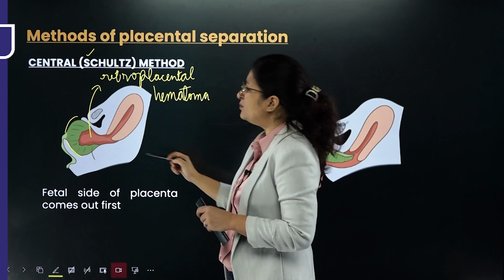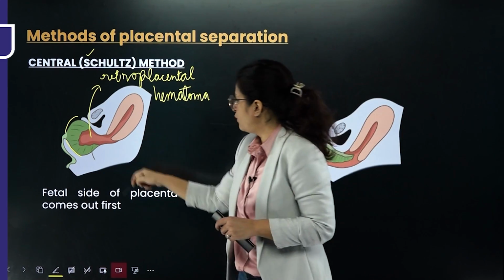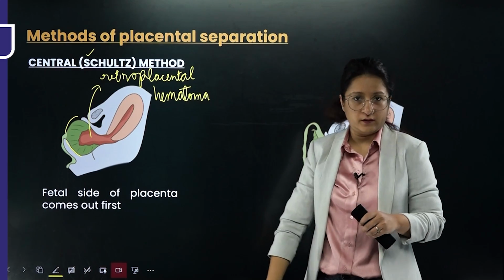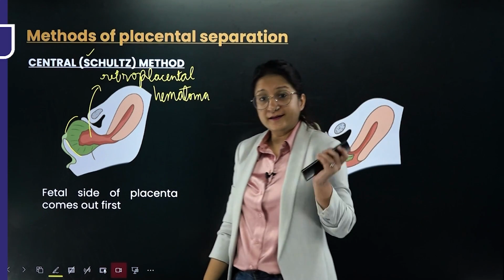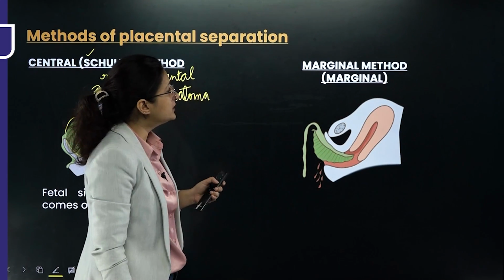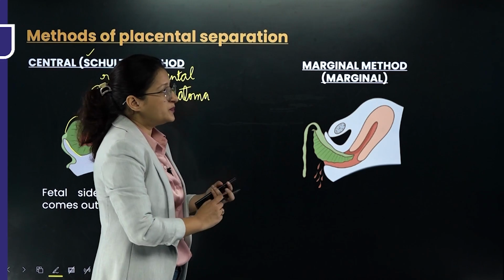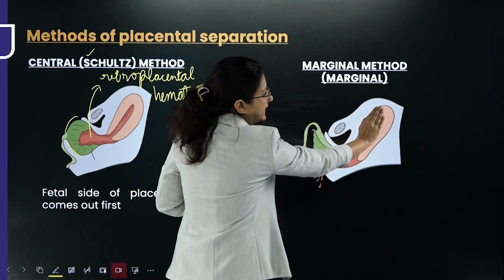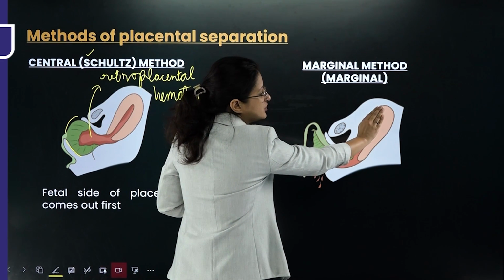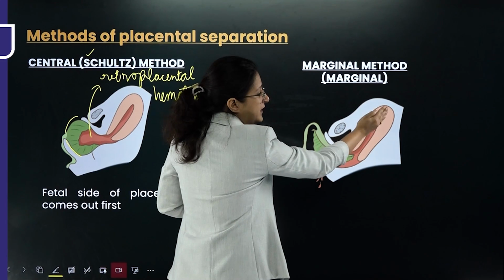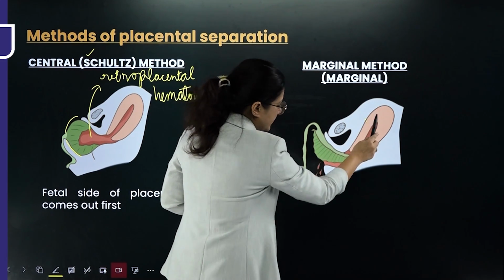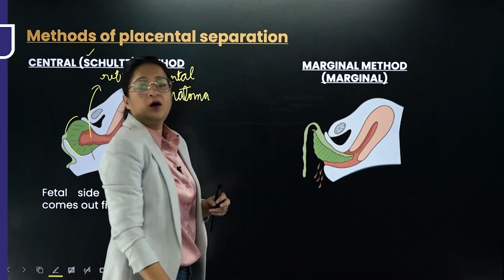So yes, the visible bleeding is less with this central or Schultz method, okay? And if you look at the other method, which is the marginal method of placental separation, the placenta is attached here and it can start to separate from the margins also, okay? Now, as it separates from the margins, you can see the blood can trickle down, okay?